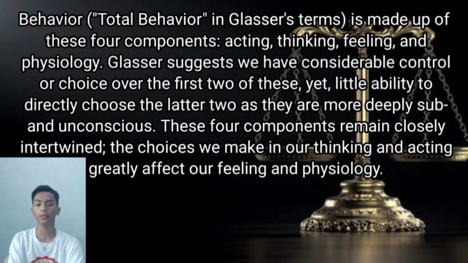Behavior, or total behavior in Glasser's terms, is made up of four components: acting, thinking, feeling, and physiology. Glasser suggests we have considerable control or choice over the first two of these, yet little ability to directly choose the latter two, as they are more deeply subconscious and unconscious. These four components remain closely intertwined. The choices we make in our thinking and acting greatly affect our feeling and physiology.